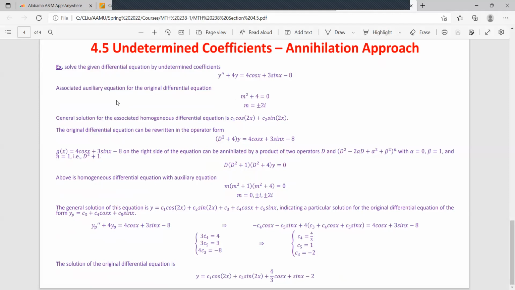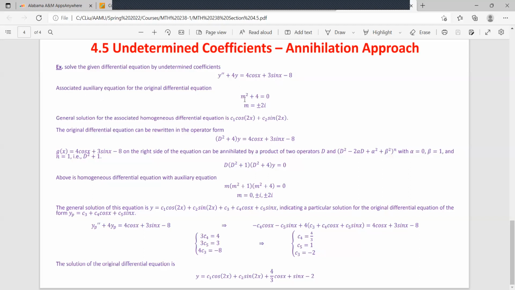First, let's just solve the associated homogeneous differential equation. You just drop the right hand side, put 0 there, and you replace y by e to the mx. So then you get the auxiliary equation for the associated homogeneous equation, with the original differential equation.